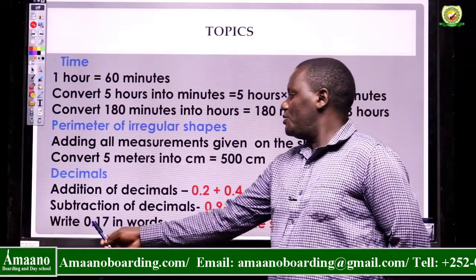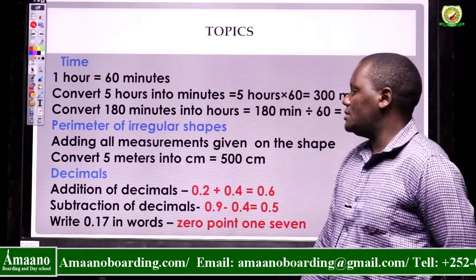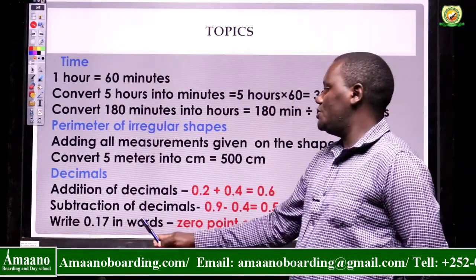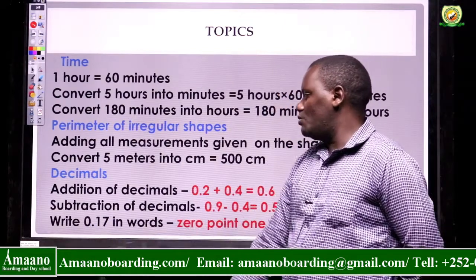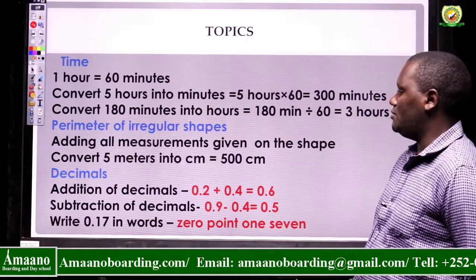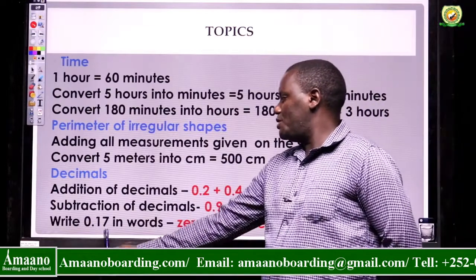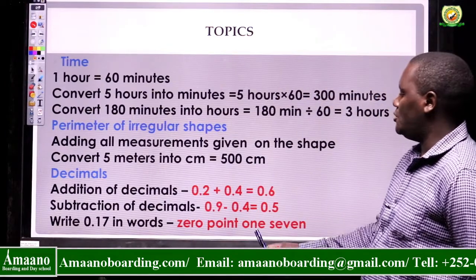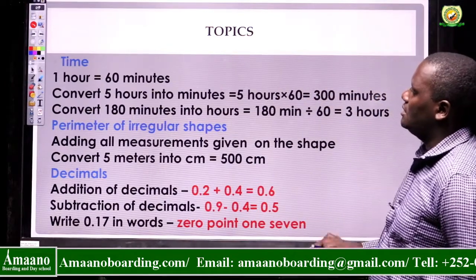Now, in decimals again, we learned how we write decimals in words. For example, 0.7, we write it in words. That is 0.17. That is 0.17, but not 0.17. It is 0.17.